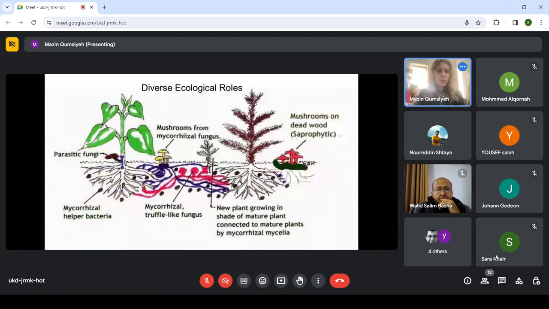So this slide here talks about some of the major ecological roles that fungi play. There are keywords on this slide that we're going to be returning to throughout the rest of the presentation. We're going to look at going from left to right here. You can see the first one. I don't know if you can see my mouse or not. Hopefully you can. But on the left, you see parasitic fungi.